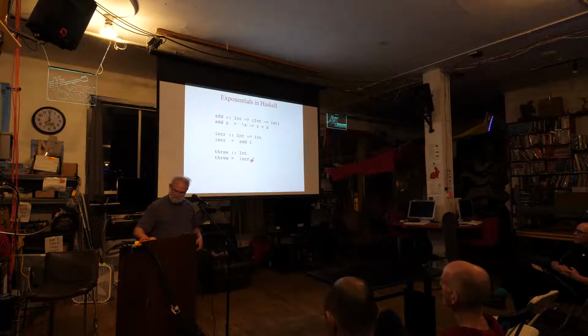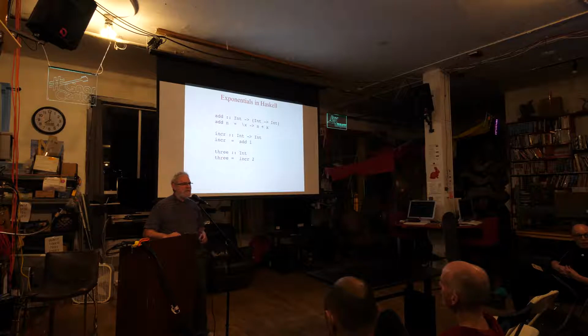Let's try this one. If I said 3 is increment of 2, but I did it in a scope where I'd say, well, no, let n equal 3 in increment of 2, instead of returning 3, it would return 5. It would use the dynamically closest value of n rather than the lexically nearest value of n. So it's wrong.